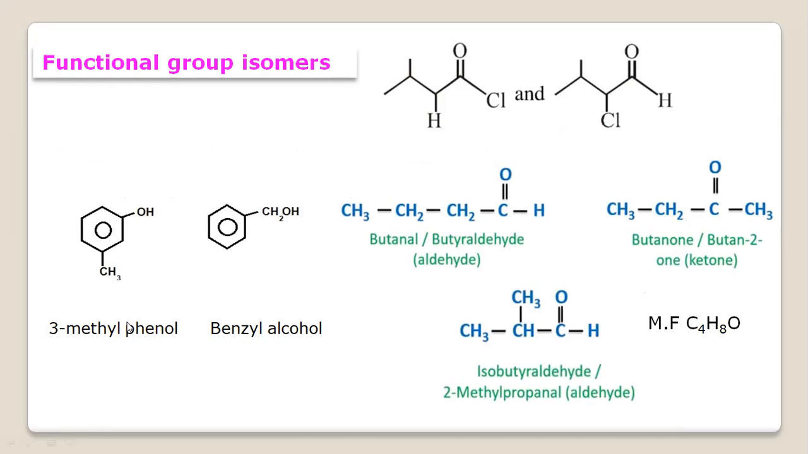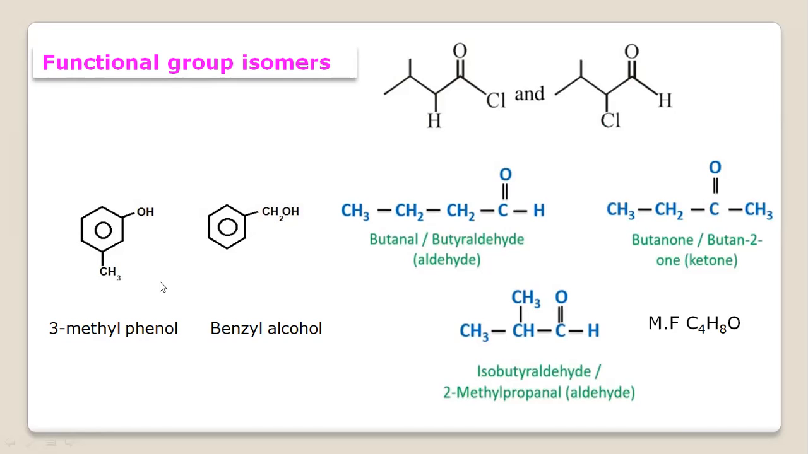Or we see these two examples. The OH group is present directly on the benzene ring and CH3 here. So this is the example for phenol, 3-methylphenol. Here the OH group is present on the CH2 and the CH2 is present on the benzene ring. Therefore benzyl alcohol forms the functional group alcohol, and this is for the functional group phenol.